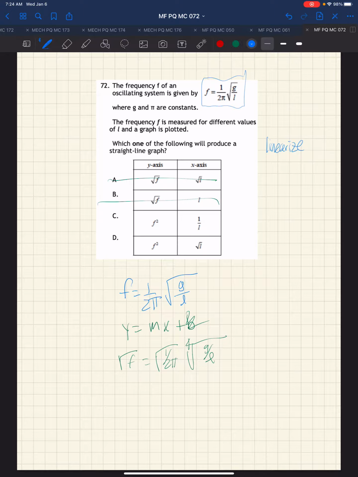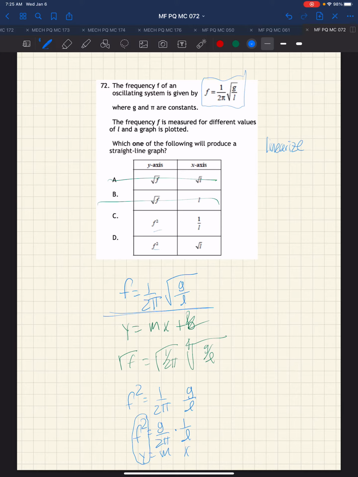So now we can try going to f squared, which makes more sense. When we look at this, your first sense is, oh, undo the radical. Well, we would square. So f squared equals 1 over 2 pi times g over L. Now g is a constant, so we can rewrite that as g over 2 pi times 1 over L. And that gives us y equals mx, where y is f squared.